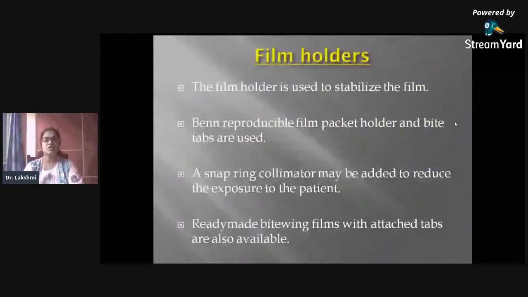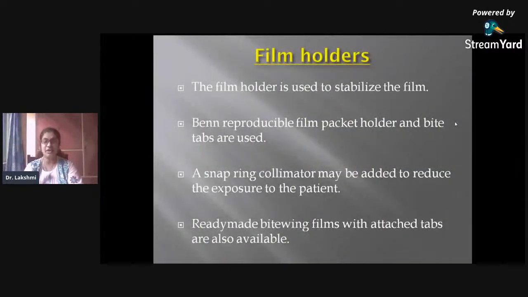Film holders. So what exactly is a film holder? The film holder is used to stabilize the film, so as not to move the film through the course of the radiographic procedure. So the bent reproducible film packet holder and bite tabs are used. A snap ring collimator may be added to reduce the exposure to the patient. Ready-made bitewing films with attached tabs are also available. We'll see what these are.